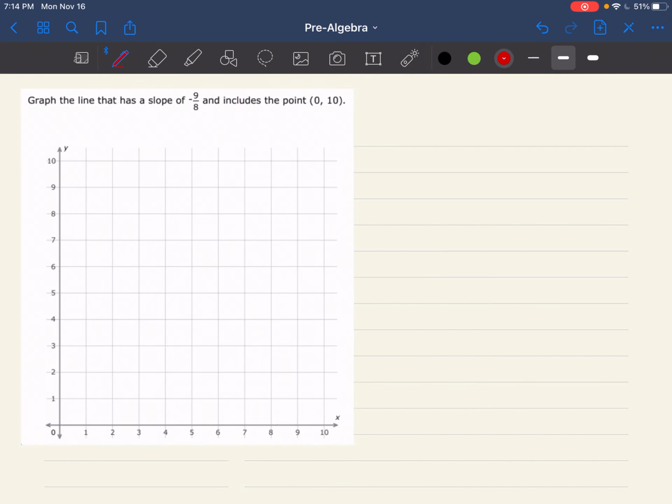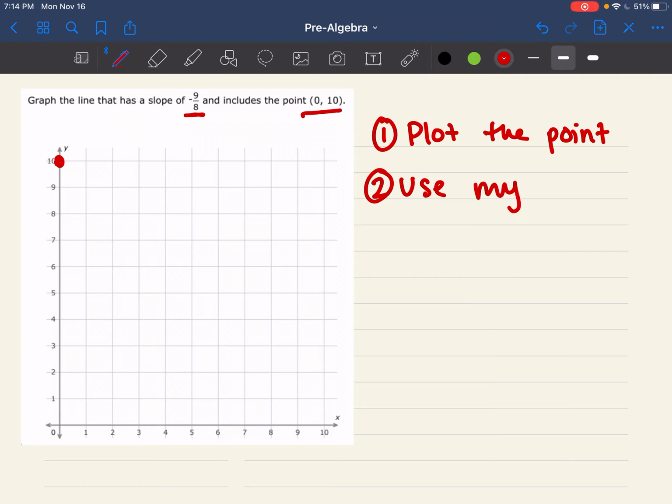Now, another way you might see slope used is if you are given a slope and you're given a point and it asks you to graph your line. So if we see right here, the directions say graph the line that has a slope of -9/8 and includes the point 0, 10. So my first step is I'm going to plot the point. I plot the point at 0, 10. Awesome. That should be easy for us. Now I'm going to use my slope to translate that point.